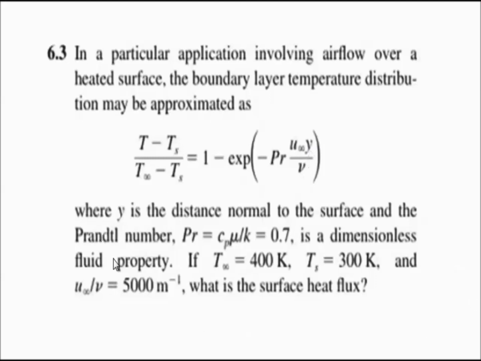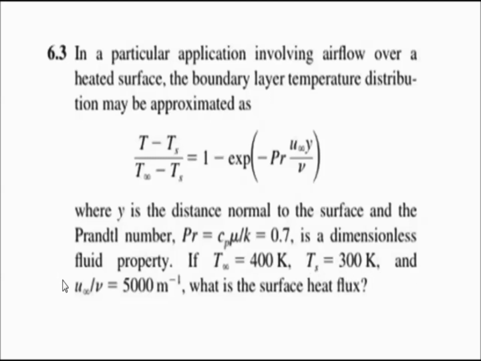Now down here we define what some of these are, where Y is the distance normal to the surface, and the Prandtl number Pr is equal to Cp, or specific heat, times mu over k, which they give us a value for of 0.7. So we can plug that directly in up above. This is a dimensionless fluid property. We also know that T sub infinity is given as 400 K, and T sub S is given as 300 K.